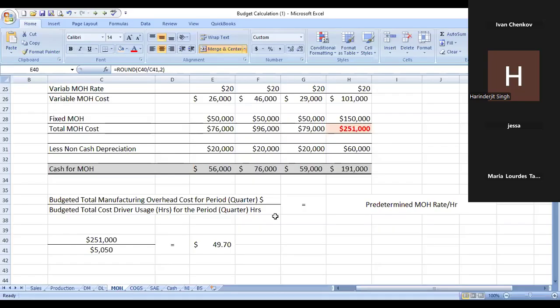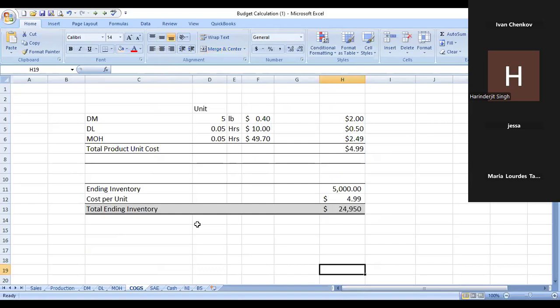So once we have, again, here on the Excel spreadsheet, we're going to see the direct material, 5 pounds, 40 cents, that much. Direct labor, 0.05 hours, $10. Manufacturing overhead, 0.05 hours, 49.70. Unit of production, cost per unit is $4.99. Now the question is, how much was our ending inventory? For the ending inventory, we're going to go to the production.